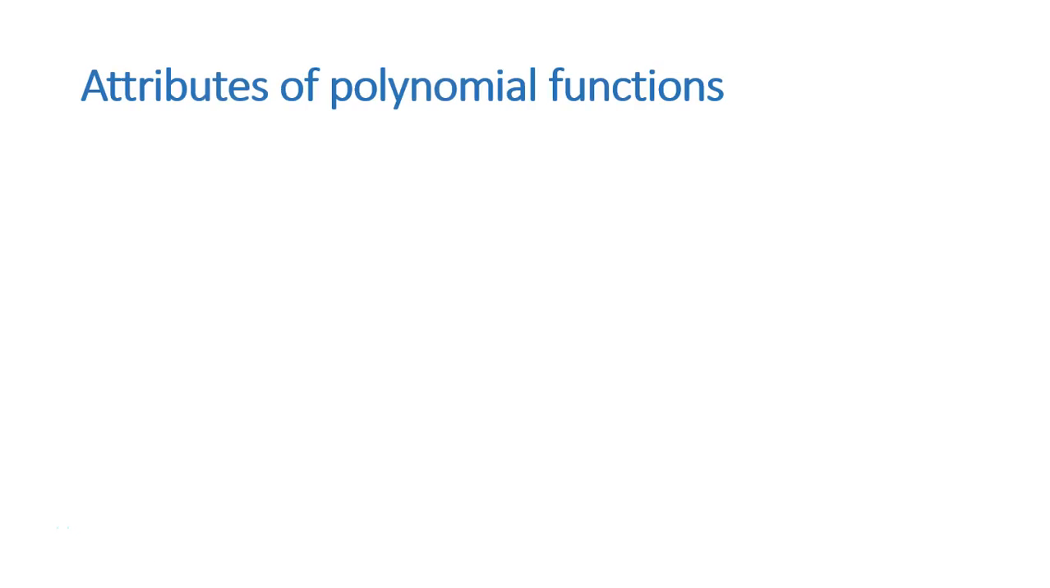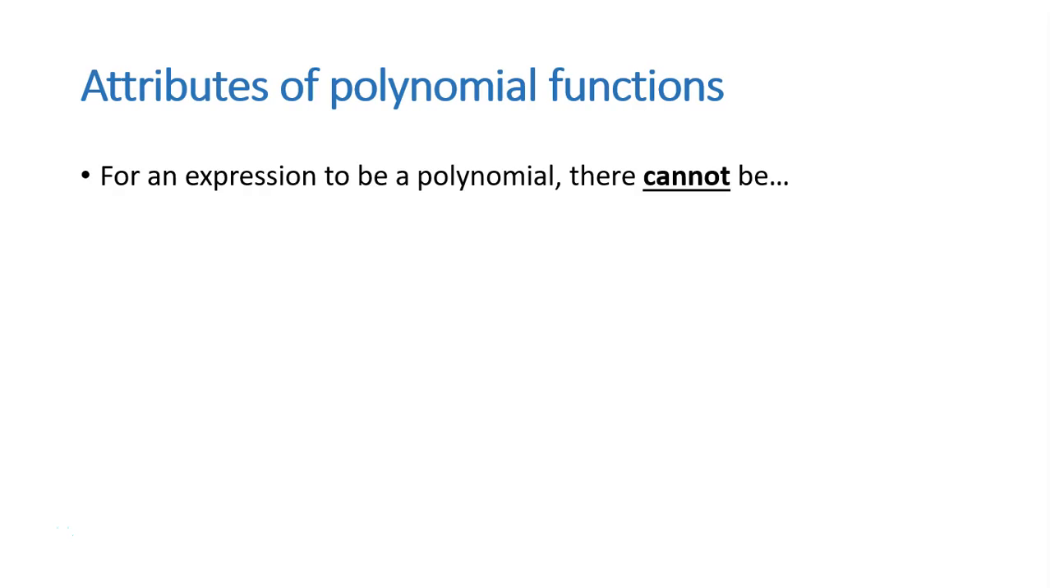Sometimes it helps to define what something is by explaining what it's not. So for an expression to be a polynomial, there are several things that cannot be in the expression. In other words, for something to be a polynomial function, these are things we can't have in the function. One thing we can't have is fractional exponents. So something like x to the 1/2 power or x to the 1/3 power. We have a bunch of exponents, but every exponent has to be a positive whole number.